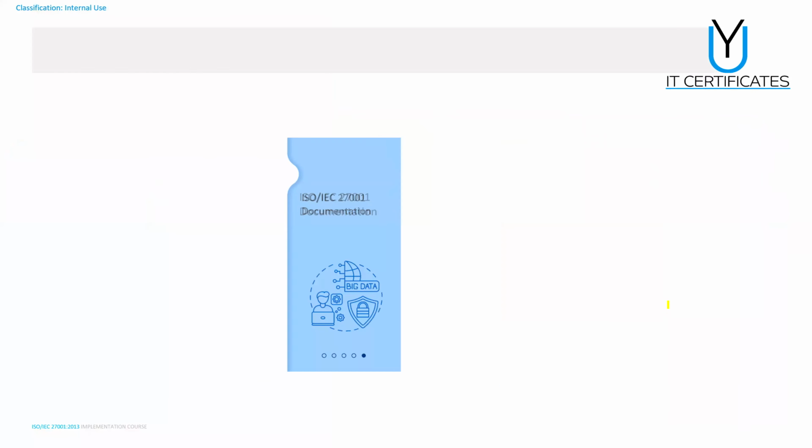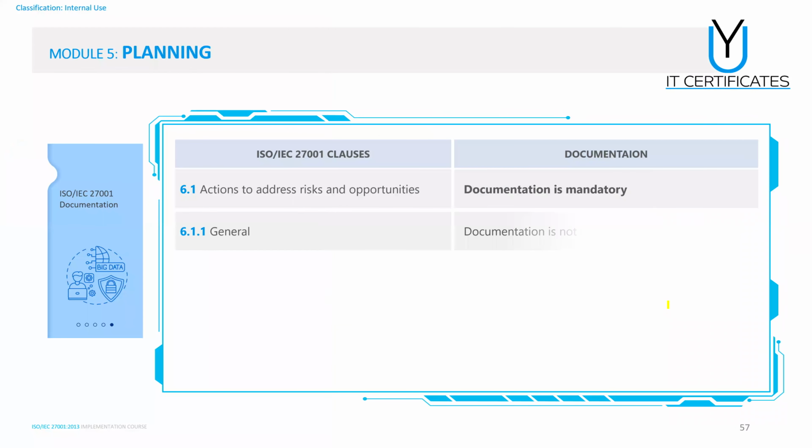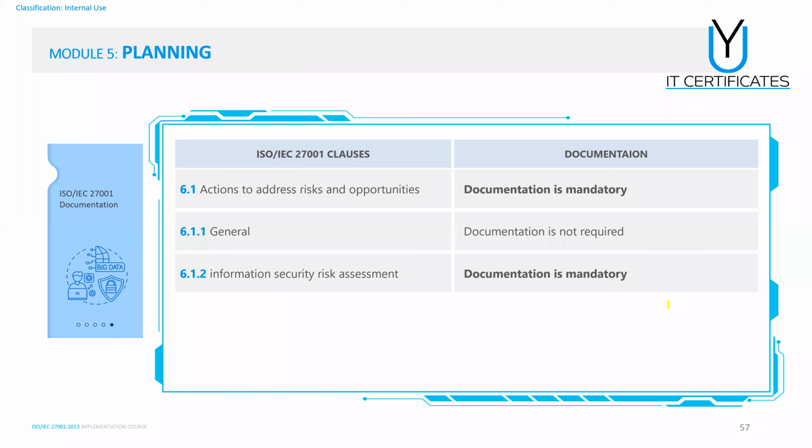What are the required documents? Whatever documents for risk management are mandatory are required, whatever they are: statement of applicability, risk analysis, risk treatment plan. Any such document will be required.